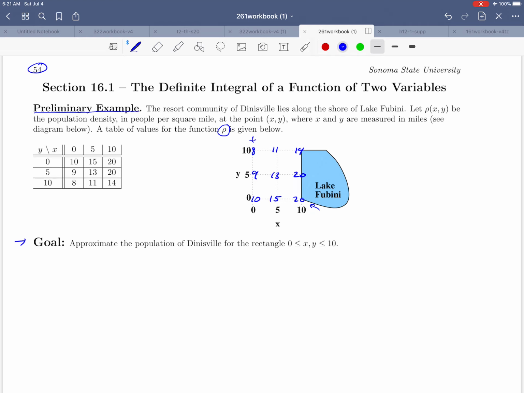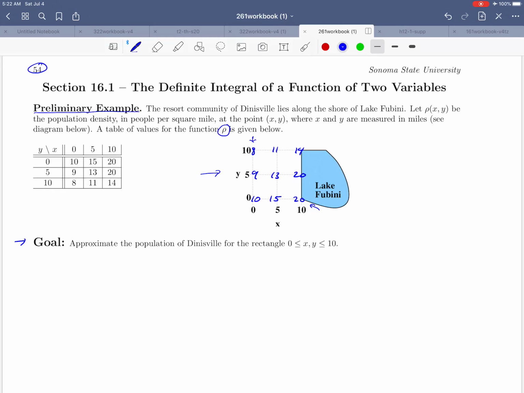They would like us to approximate the population of Deaniesville for the rectangle 0 is less than or equal to x,y is less than or equal to 10. That rectangle is actually a square. So we're just taking this region that we see in the picture and trying to give our best estimate of what the population would be based on the data. The way that we do that is a logical method when you think about it. We have data about population density in people per square mile, so we're going to take densities, people per square mile, and multiply by areas to turn them into populations.